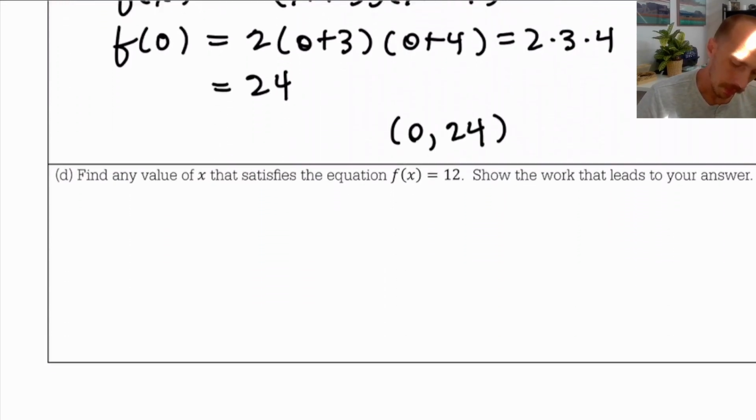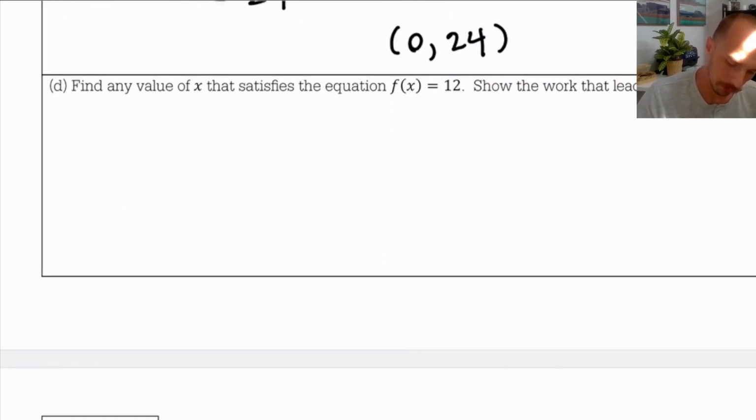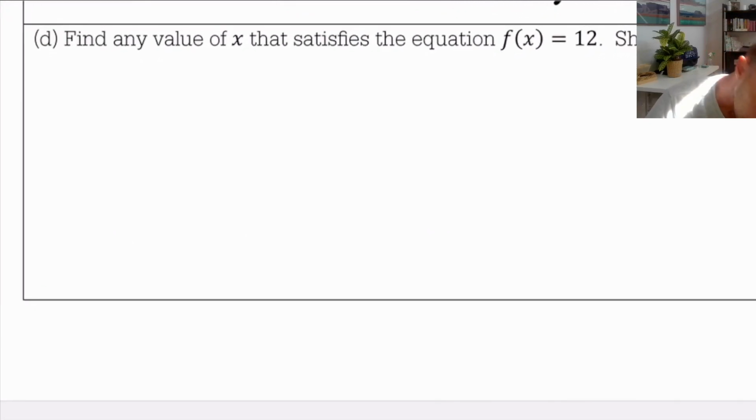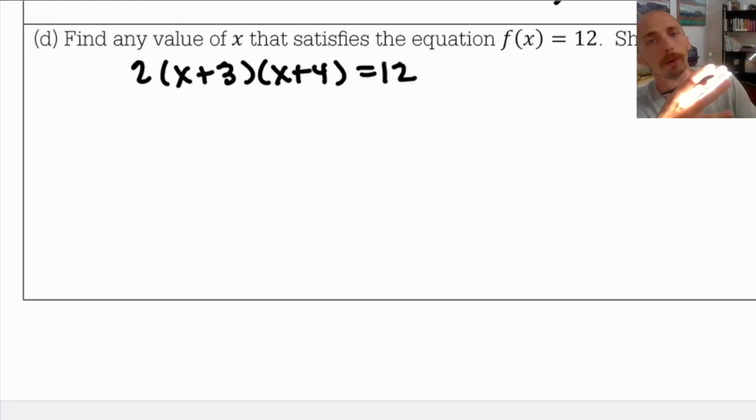Okay. Then we'll wrap up with finding any value of x that satisfies the equation f of x equals 12. Well, we've got our formula for f of x, 2 times x plus 3 and x plus 4, and that's equal to 12. So much like that problem we just did a couple of minutes ago, we're going to need to distribute it out, set it to 0, refactor, and then solve.